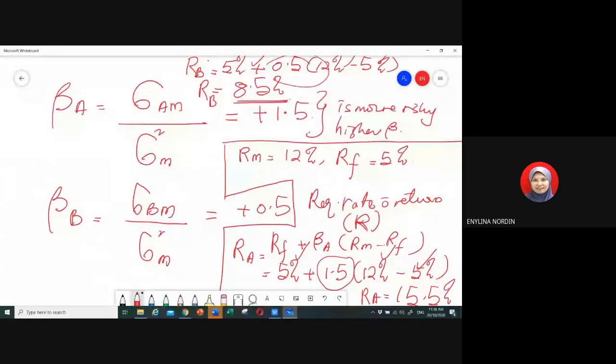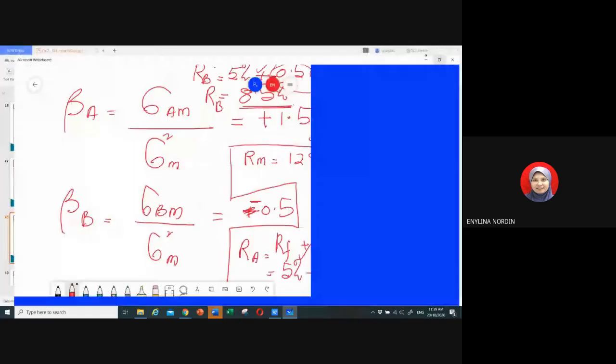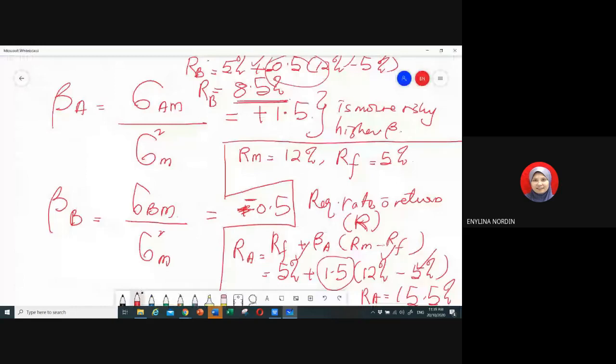Okay, if let's say beta here is negative 0.5, that means here, what? You have to put a negative sign. Understand? Okay, so that means your return will change. It's no longer 8.5, so 3.5. 5 minus 3.5 becomes how much? 1.5, right? 1.5%.